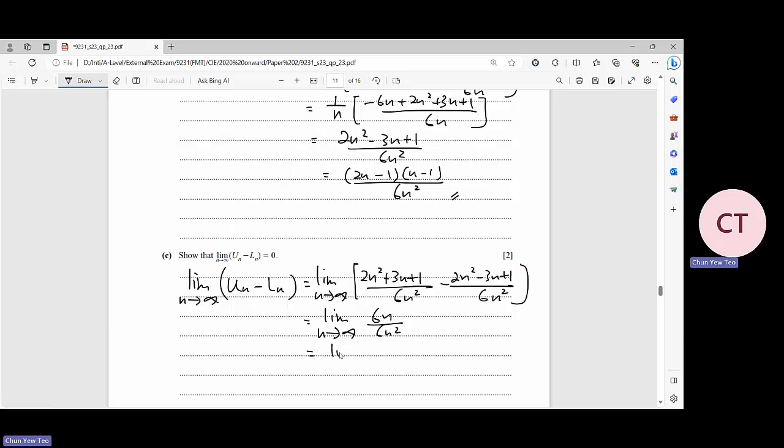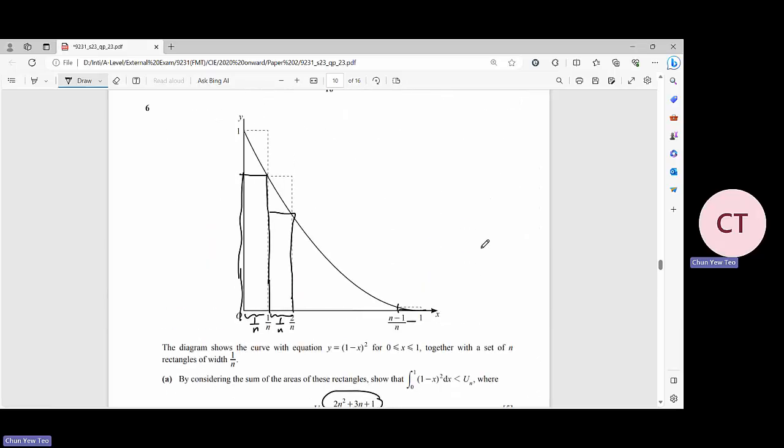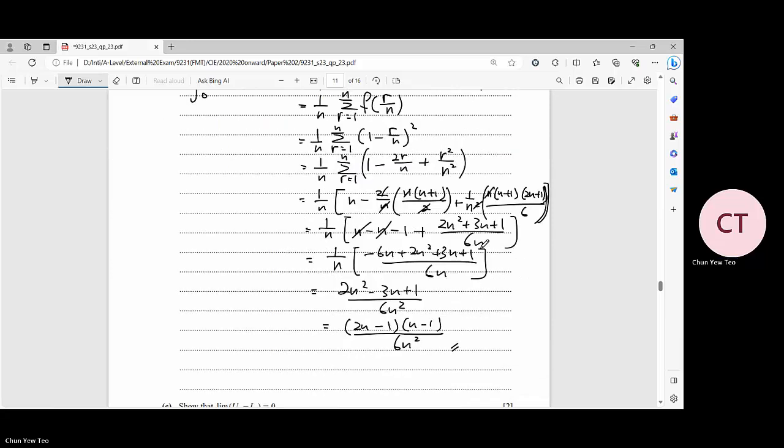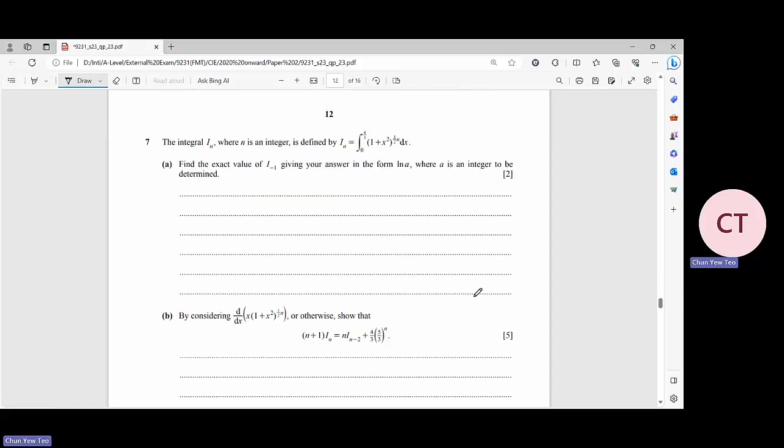At the end, you get this as 1 over n. So at the end, you will get 0. Okay, done. Just like that. So that will be the answer for question number 6, part A, part B, and part C. Okay, so now we move on to the next question.